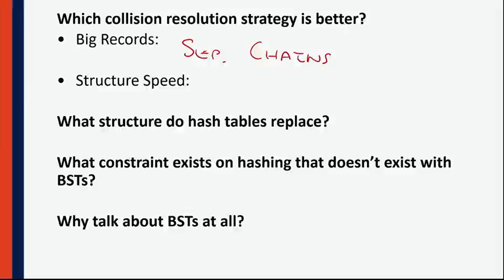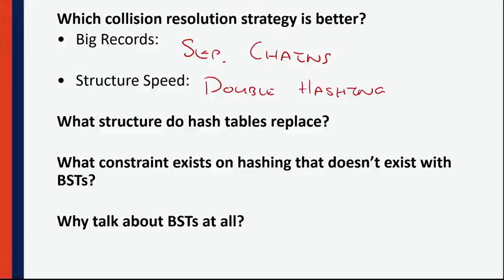Remember that array operations are memory optimized because they're sequentially located in memory. So if we care only about raw structure speed, and we know our data itself is going to be fairly small, we can use a closed hashing technique such as linear probing or double hashing to get a really efficient data structure. So for structure speed, we're going to want to do something like double hashing.